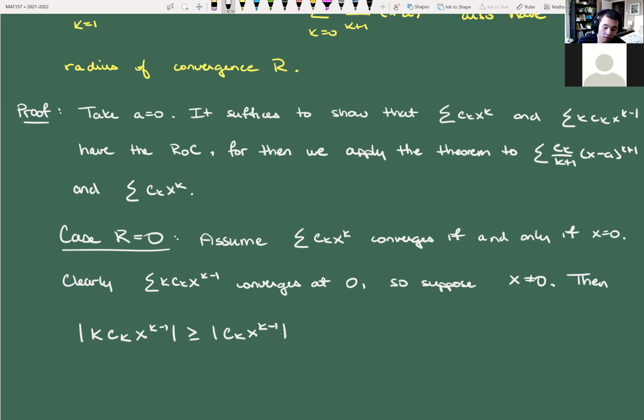Because the sum, first of all, starts at 1, but even if it didn't, it doesn't matter. k is bigger than or equal to 1. So we can just get rid of the k and put a greater than or equal to sign. And again, we're okay using greater than or equal to because we're trying to prove divergence, right? So we just get rid of the k. And now what I need is c_k x^k, but I have c_k x^(k-1). So let's add and subtract an x, and again, I can do this because we just said x is not equal to 0.